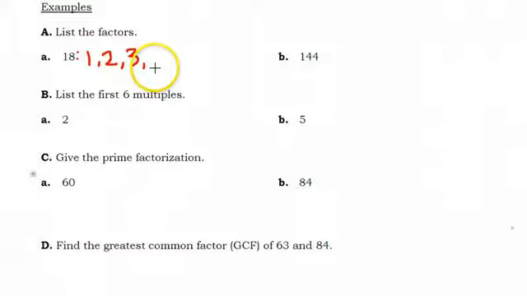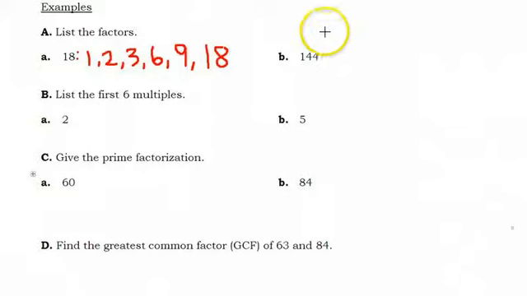If you do 18 divided by 4, you'll get 4.5. That's a decimal. It's not a factor. So skip 4. 5 won't work. 6 will work though. And then we have 9 and 18. So 3 and 6 make 18, 2 and 9, and 1 and 18. Those are the factors of 18.